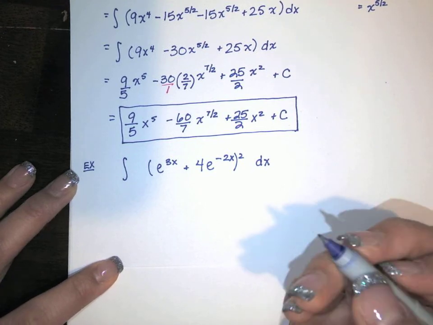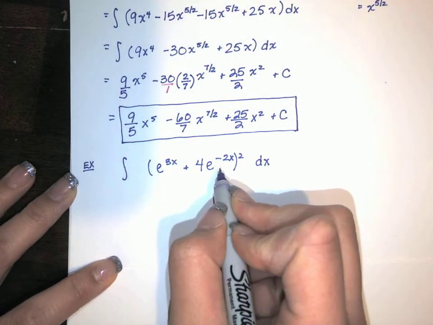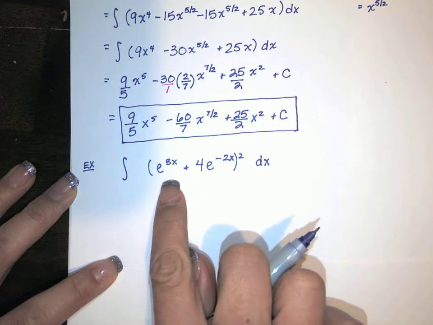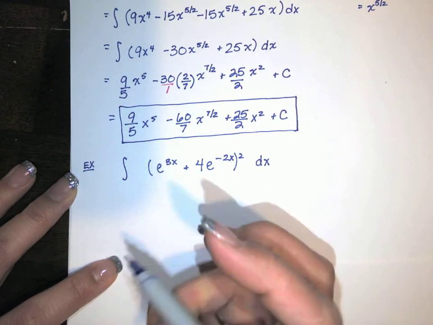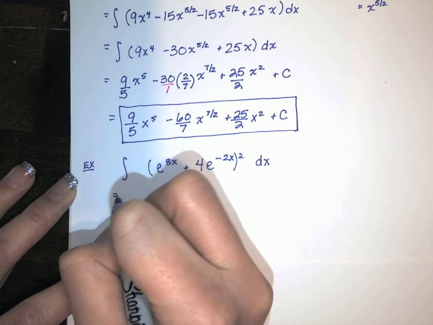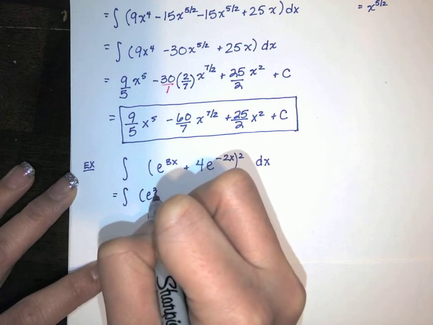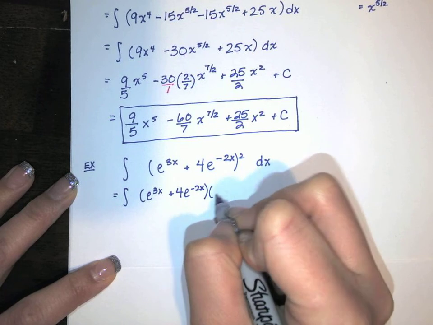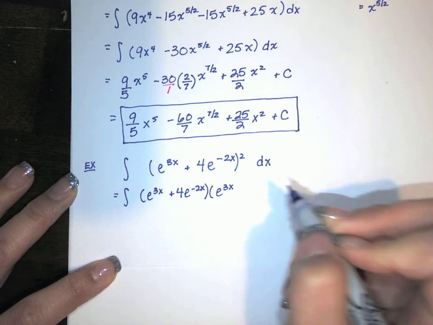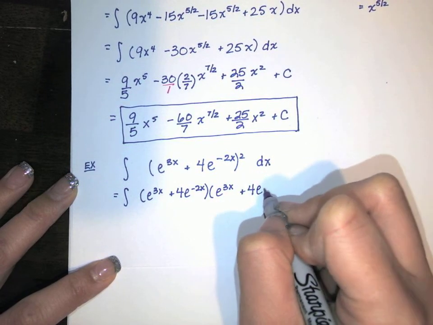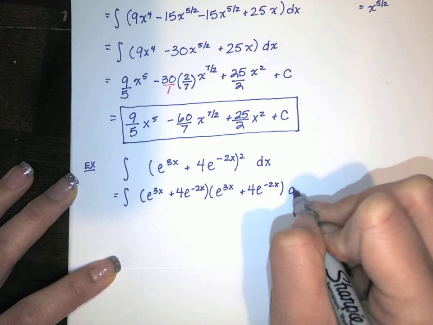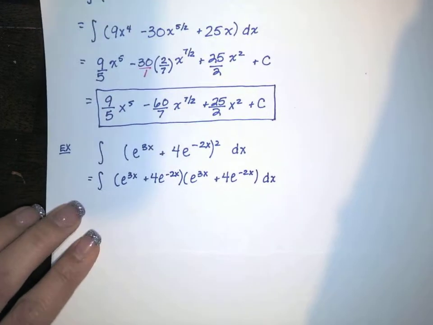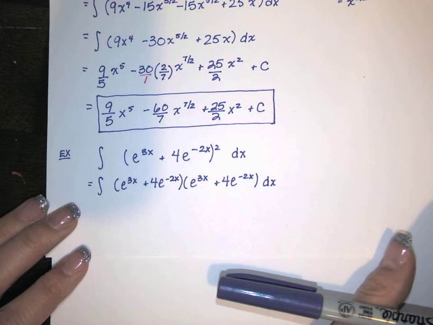But I see that I've got a binomial expression, or something close to binomial. It's got two terms and we're squaring it. So we're just going to write it twice and FOIL. This is another good opportunity to practice our exponent properties that are so important in Calculus 2, especially if you want to get the right answers.